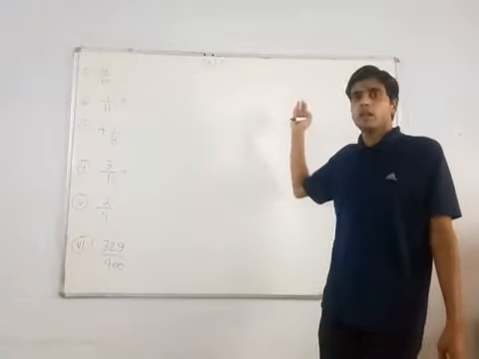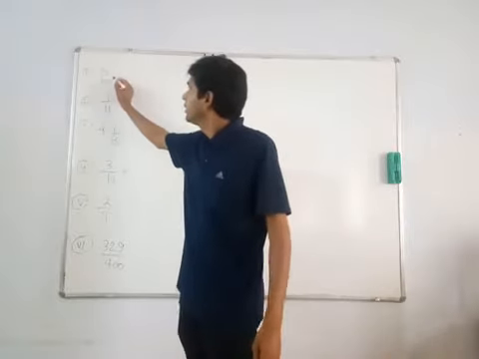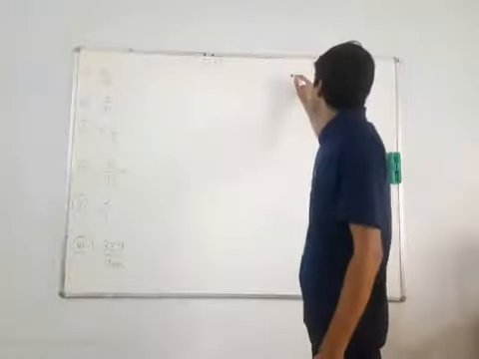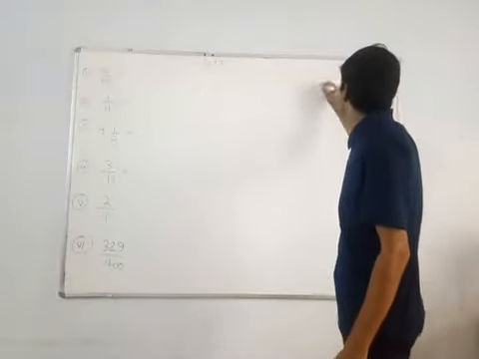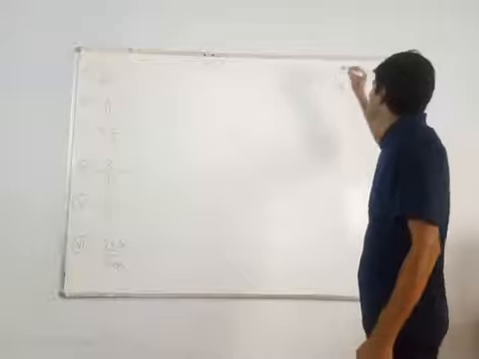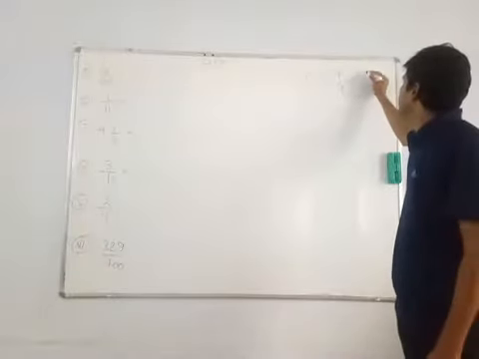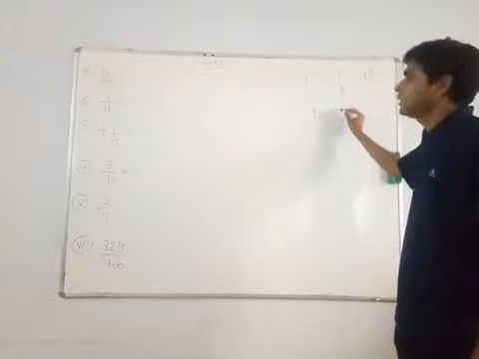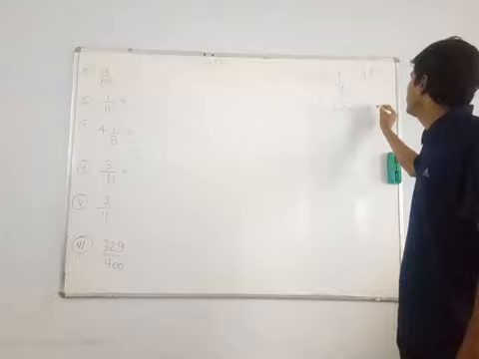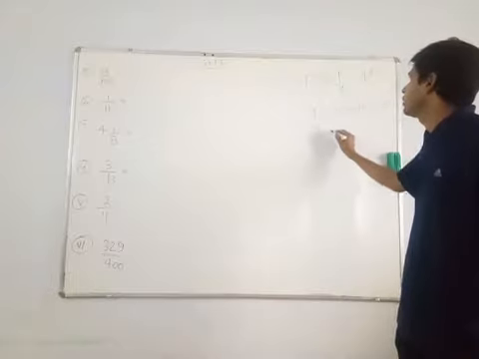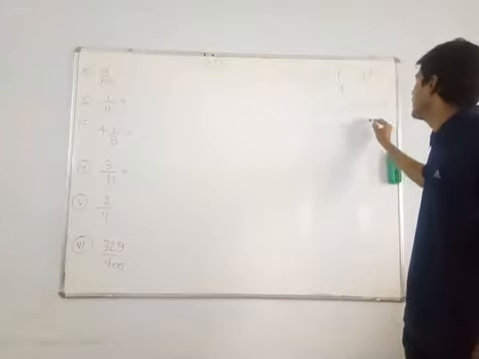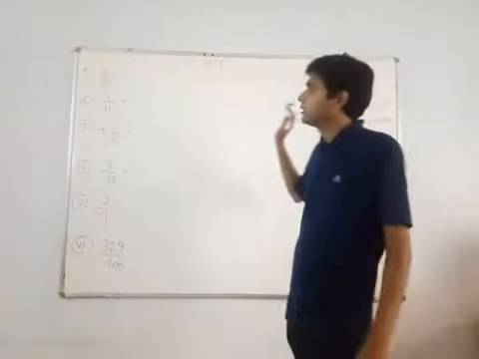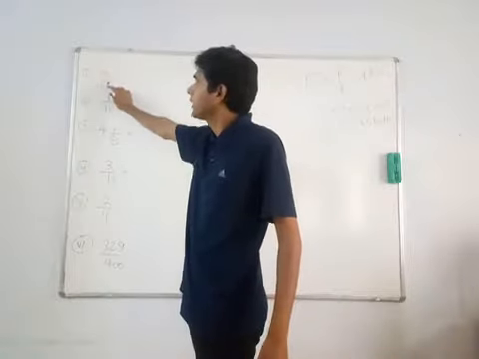terminating or non-terminating. Terminating means you have to see this value, the Q value. A terminating decimal means P upon Q, Q is not equal to 0, and one more condition is that Q is a factor of either 2, 5, or 2 and 5 both. This is the main condition. So you have to see first 36 upon 100.